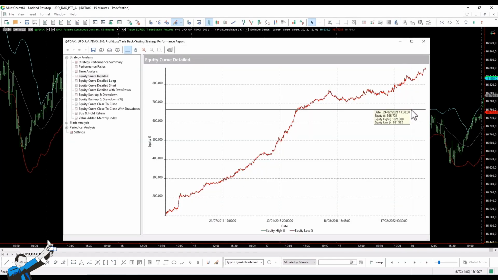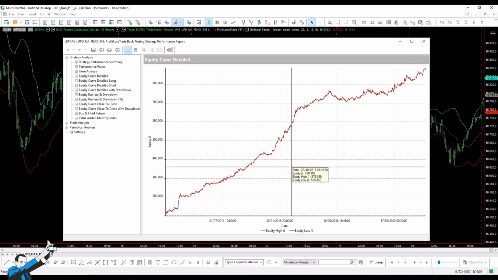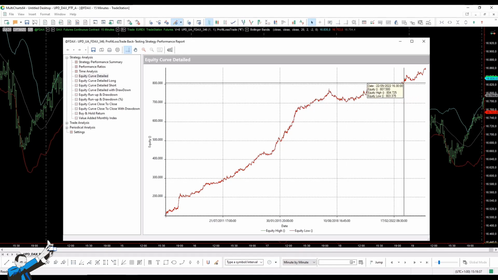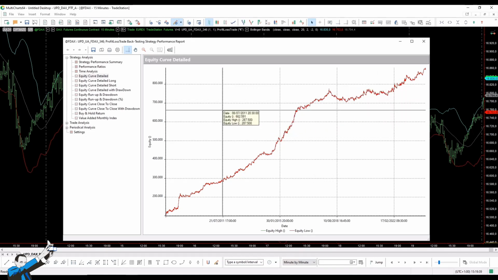Let's now take a look at the strategy's performance. And here we see a very linear equity line, apart from a small drawdown phase that occurred in 2018, after which the strategy recovered quite well. Let's now take a look at the long equity and the short equity.